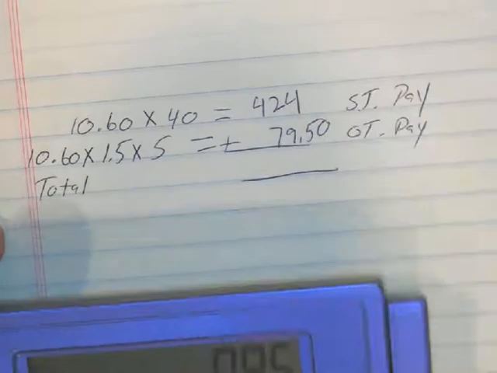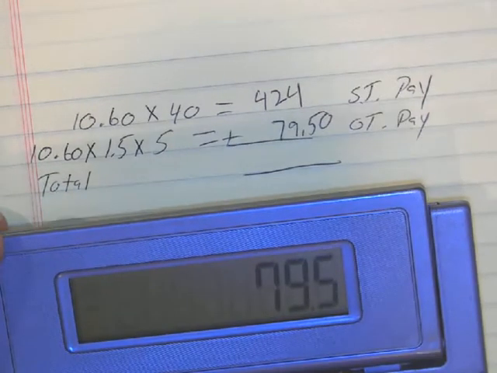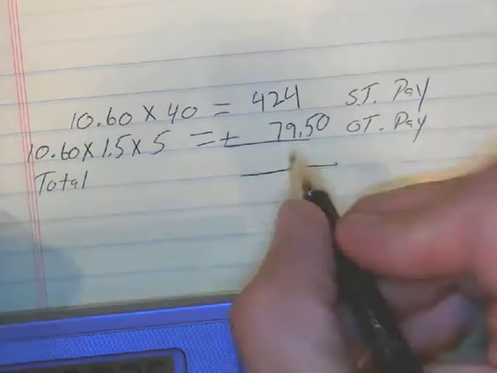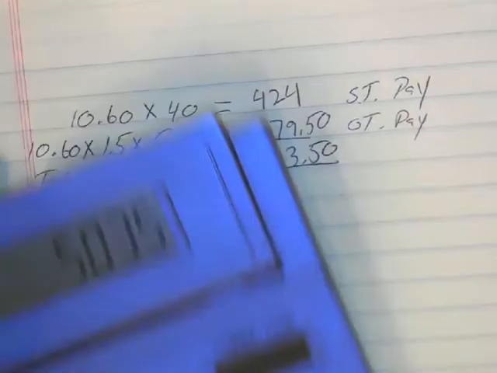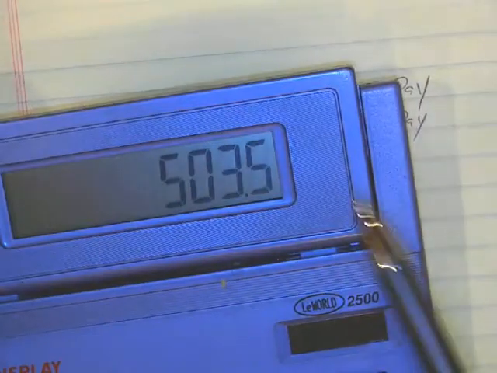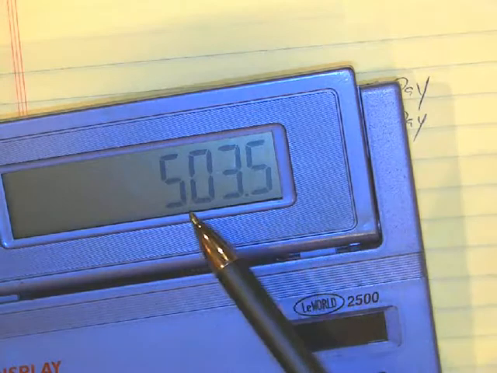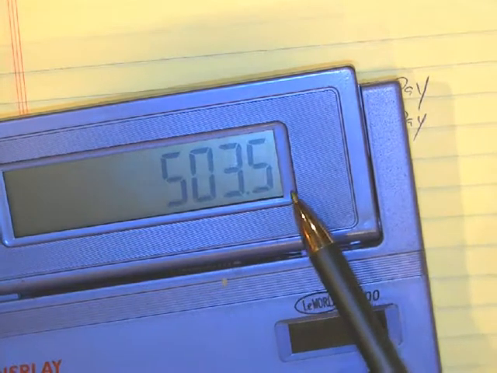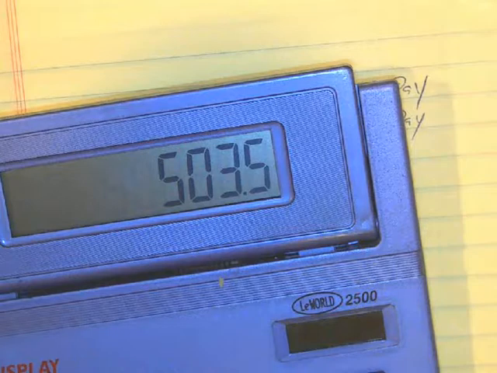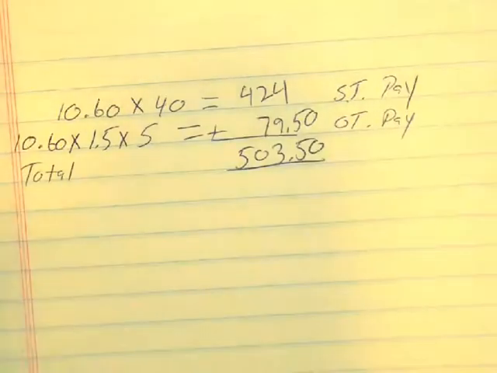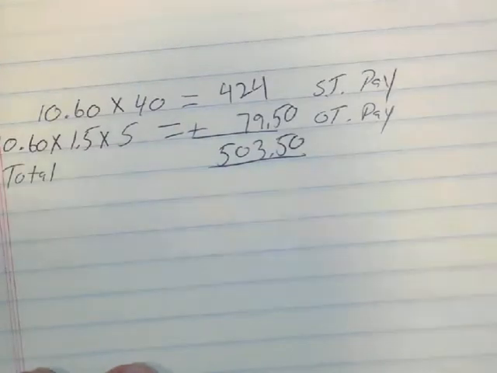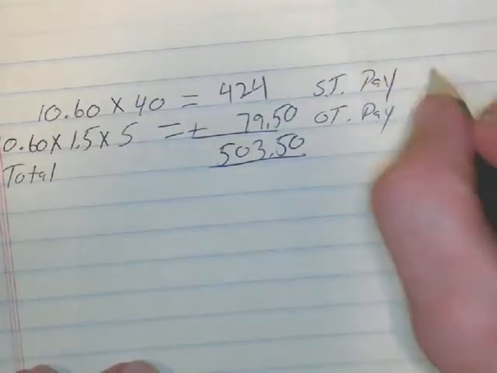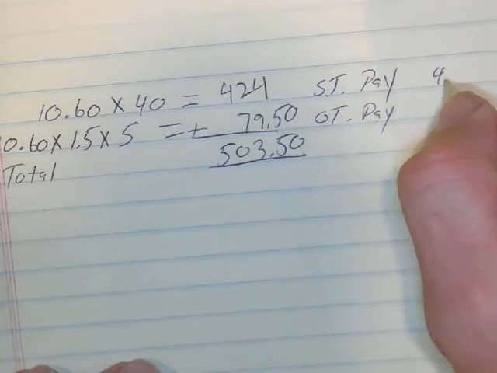Let's grab our calculator and figure it out. So I have $10.60 times 40. That's going to be $424 for straight time pay. Then $10.60 times 1.5 times 5 hours. That's going to be $79.50. And I'm just going to hit the plus button, $424. That's going to be $503.50.